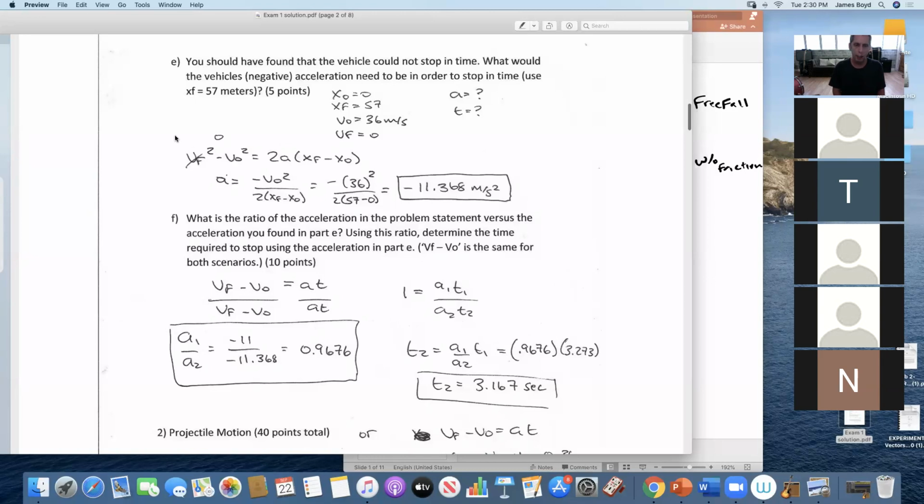And then the last part of this is a little bit weird. I'm asking for a ratio, which means I want to know the ratio of this acceleration to the original acceleration, and I want you to use that to determine time. Whenever I ask you that, in general, what I'm asking you to do is to divide two equations.